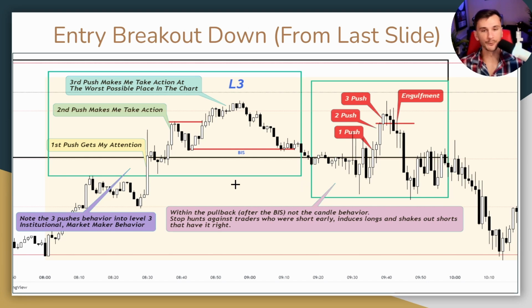Like I said, that gives you a strike zone, but not necessarily a guarantee that I'm looking to take a trade in that area. Reading this from left to right like a book, I have institutional signatures on the chart that I've labeled off. Over here, note 3 push behavior into level 3, market maker behavior. So this big blue box here, notice the candles. Candles are so important. Up into level 3, the black box right here is level 3. Big candle lifting price up high.